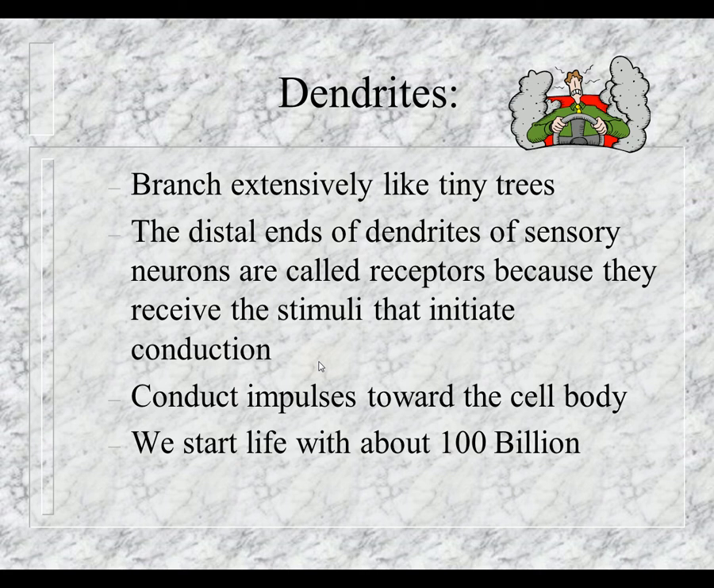Now, the good thing is we start life with about 100 billion dendrites, but the life choices that we make tend to affect that. For example, alcohol can destroy about 12,000 per drink. Cigarettes can destroy about 15,000. So because of our life choices, we tend to decrease the amount that we actually have.